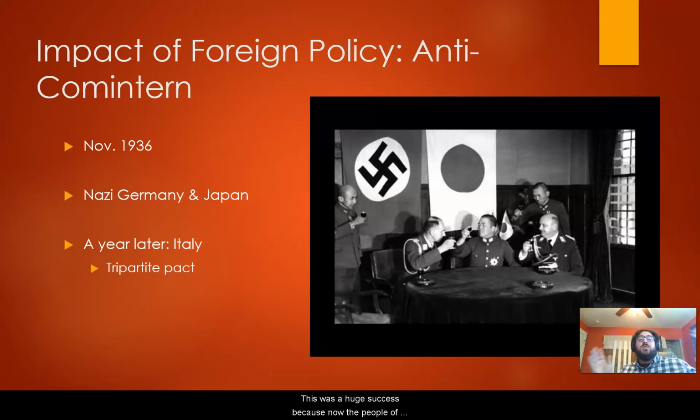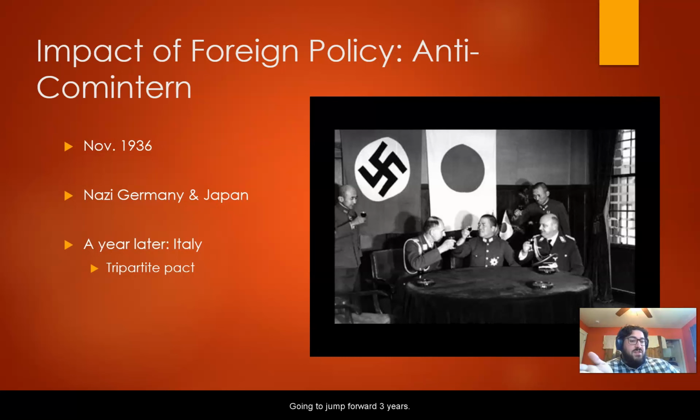This was a huge success because now the people of Germany are witnessing new alliances. There are supplies coming from Japan now. There are workers coming from Japan now. And there are Germans who are being sent to Japan. So this shows how Germany is not only building up their country to be bigger and better, but also the fact that they're starting to become more independent.